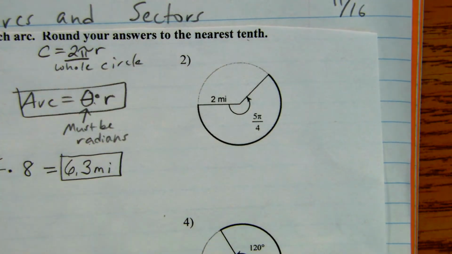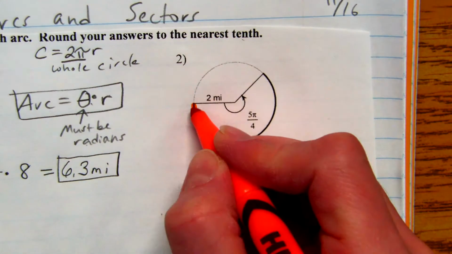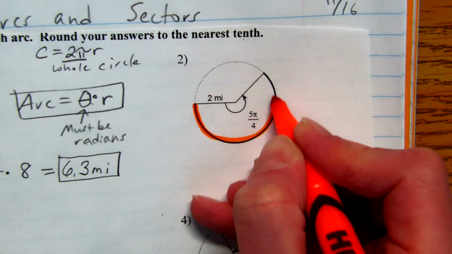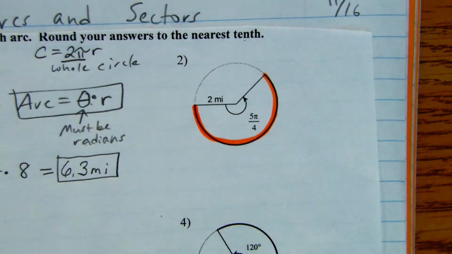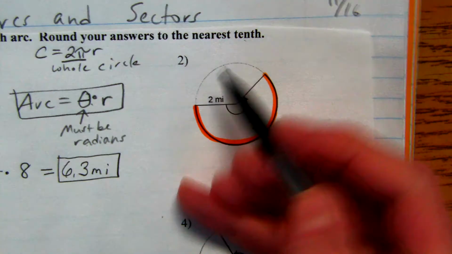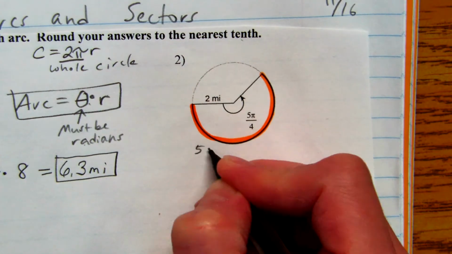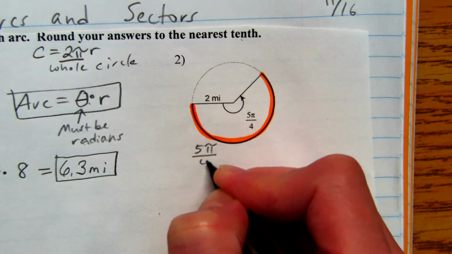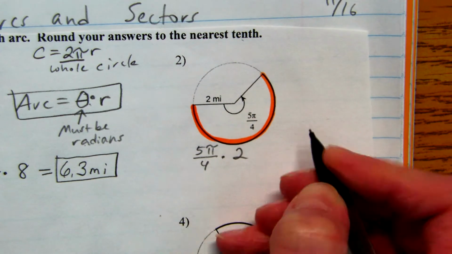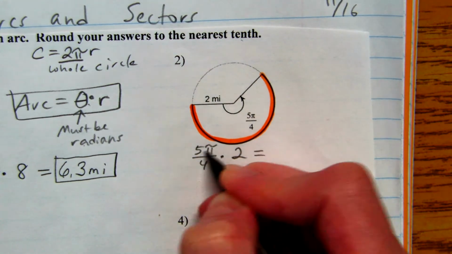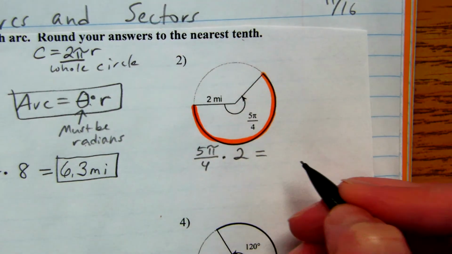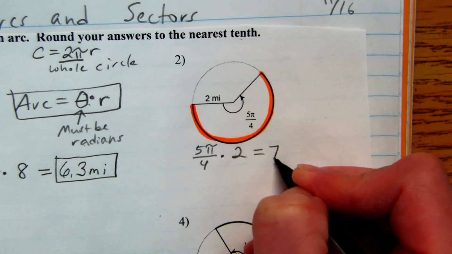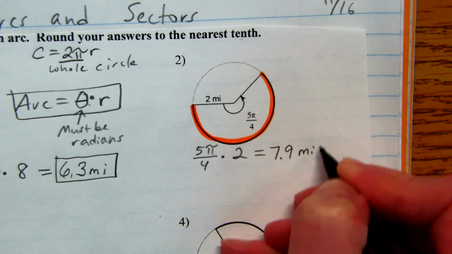All right. So on the next one, we have a very big arc. It goes around the circle this far. The angle is 5 pi over 4, and they're giving us the radius is 2 pi. So you literally just take 5 pi divided by 4 times 2. Or you can do 2 times 5 pi divided by 4. Whatever order you want to type that in. It comes out 7.9 miles.